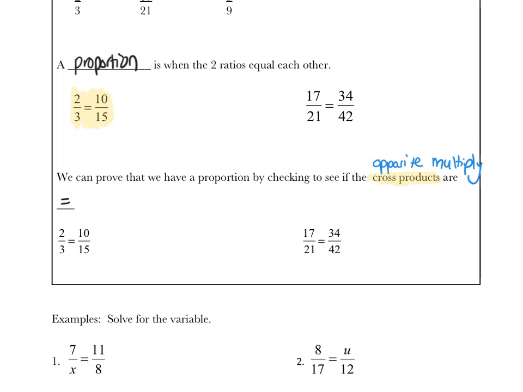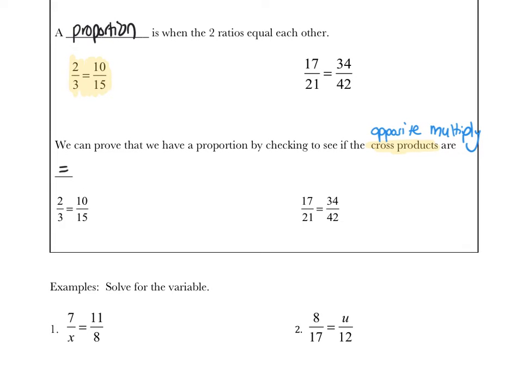So for example, if I were to do the cross product in these examples, I would take 2 and multiply it by 15. And so my 2 times 15 is one side. And then if I were to take the cross product of the other side, my other side would be 3 times 10. Okay? And then we're going to see if this proportion works out by seeing if they both equal the same number. So 2 times 15 is 30, and 3 times 10 is 30. So this one works out. This is a proportion, okay, where the cross products are equal to one another.